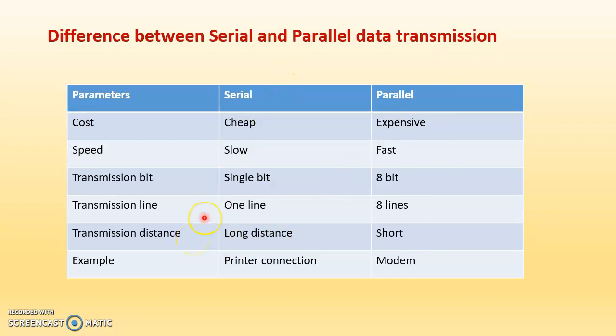Usually serial transmission is preferred for long distances, and parallel transmission for short distances. For example, the printer is for serial data transmission with printer connection, and the modem what we use for internet connection to our laptop, that will be parallel transmission. So this is the difference between serial and parallel transmission.